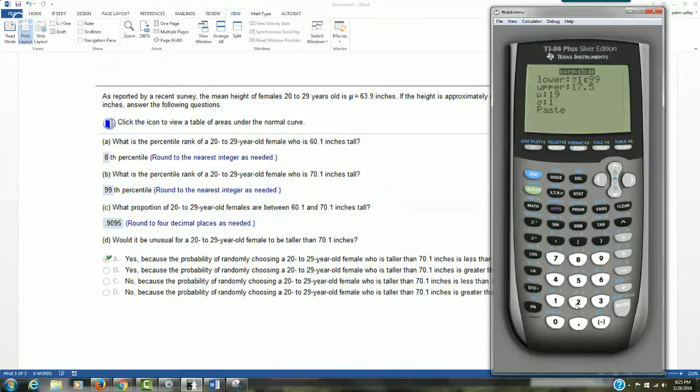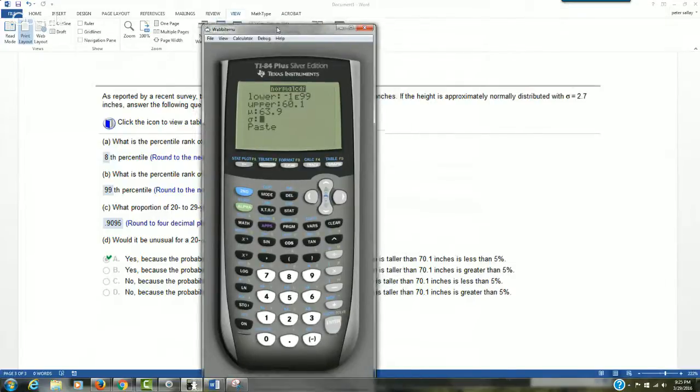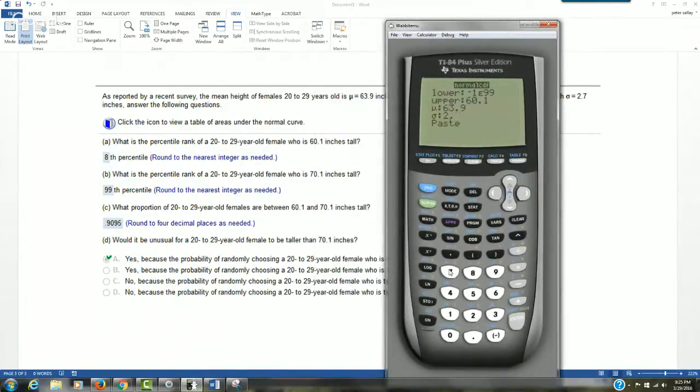So norm CDF. They're saying 60.1, I want less than that, so I'm going to go lower of negative infinity and then upper of 60.1. And then I'll just type in the mean and standard deviation they give me. So 63.9 and 2.7. Okay, and so I get, let's see, round to the nearest integer, so that rounds to about 8%. So that observation would be in the 8th percentile.